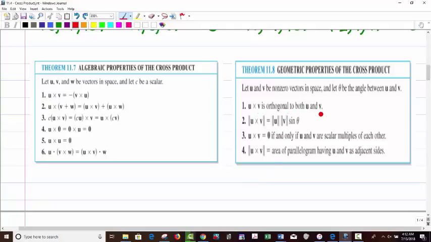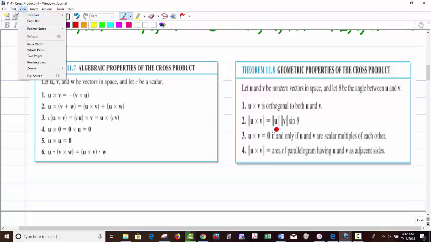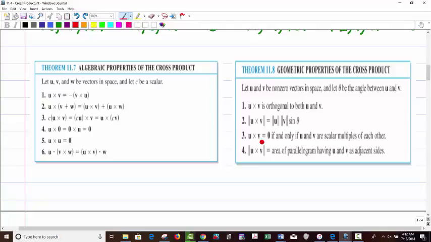U cross V is orthogonal to both U and V. The magnitude of U cross V equals the magnitude of U times the magnitude of V times sine of theta. U cross V equals the 0 vector if and only if U and V are scalar multiples of each other. That's really just an extension of rule number 5 over here. You cross U with any parallel multiple of itself, it's going to be the 0 vector, meaning it doesn't really have an answer.